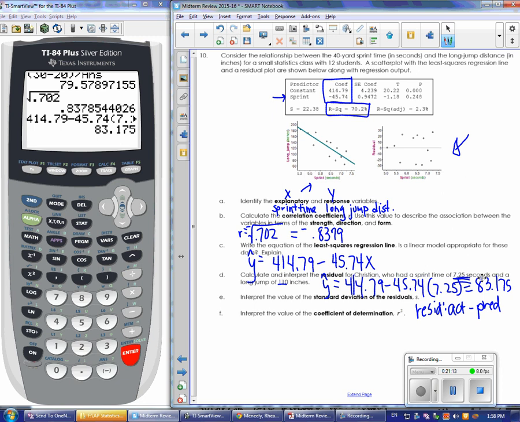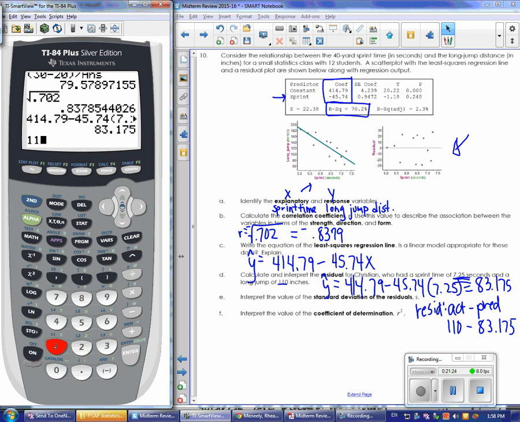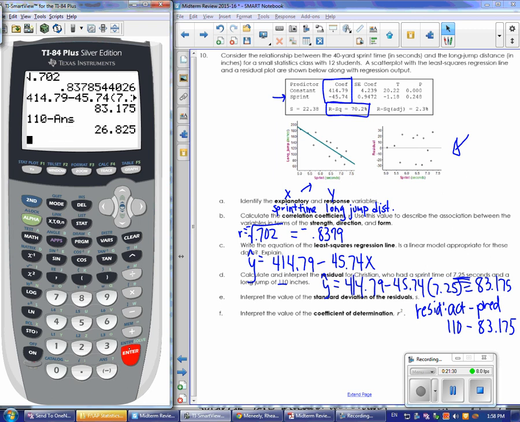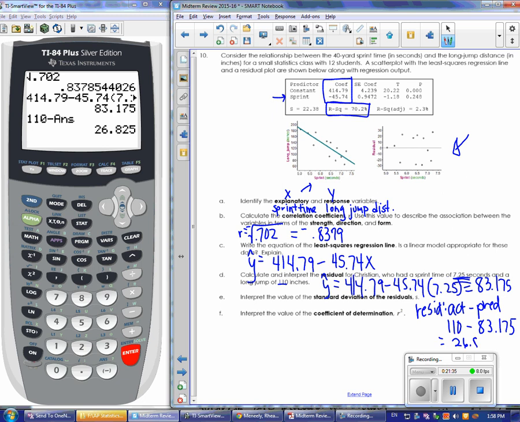So in this case, Christian's actual long jump was 110, and the prediction is 83.175. If I subtract, we get a difference of 26.825. And then you may be asked a question: does our model overpredict or underpredict, overestimate or underestimate our value? Because our prediction is less than the actual, we know that we are underestimating.